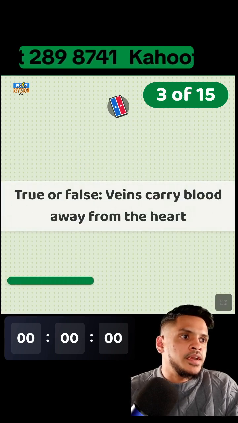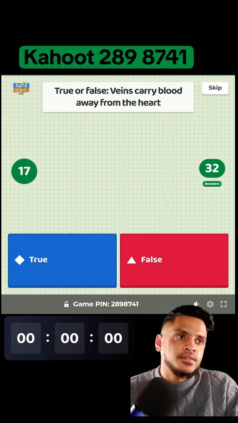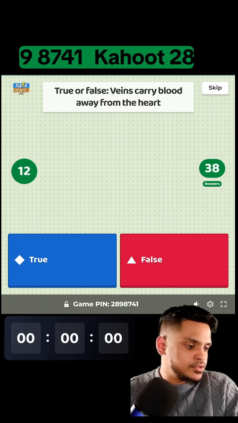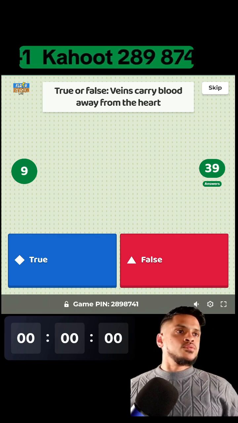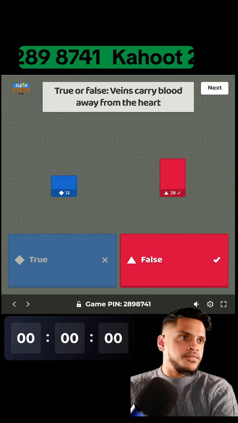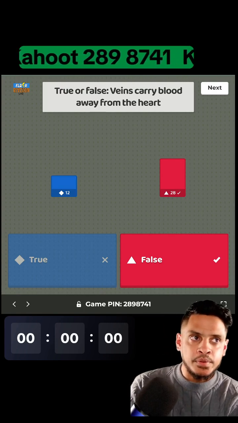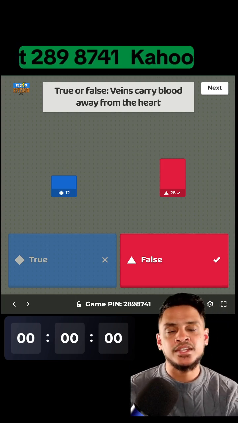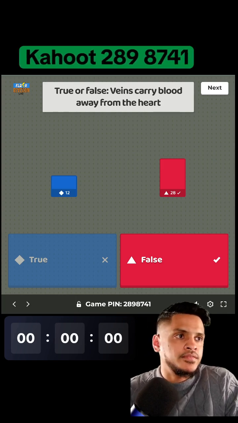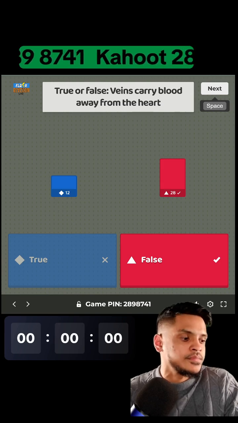Question 3. Veins carry blood away from the heart. Remember, I told you the way to remember this. One of them carries it towards the heart, the other one carries it away from the heart. Which one's which? True or false? So false, it carries blood into the heart. The IN in veins, that's how you remember it. Veins end in IN, which means into. Arteries have an A in it, so they carry blood away from the heart. That's how I memorize it. Yep, well done.